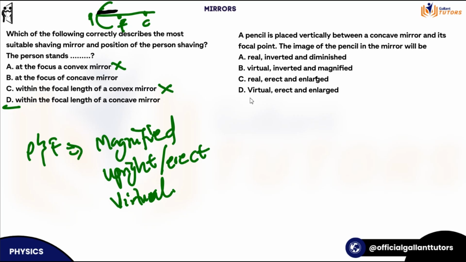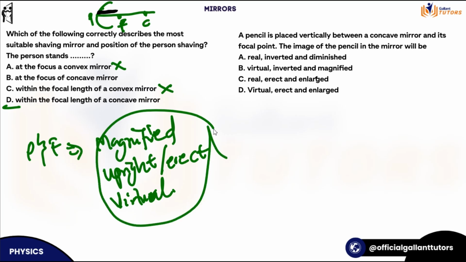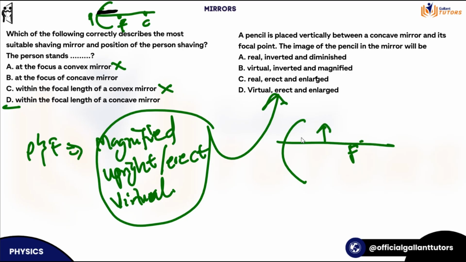So next question. A pencil is placed vertically between a concave mirror and its focal point. The image of the pencil will be the same thing here. Do you get the question now? It's placed between the mirror and the focal point, which is F. So let's say it's here. It will form a magnified image here. So erect, yes. Enlarged, yes. Not real. Erect, enlarged, virtual. Correct. So this is the correct answer. It's as simple as that.